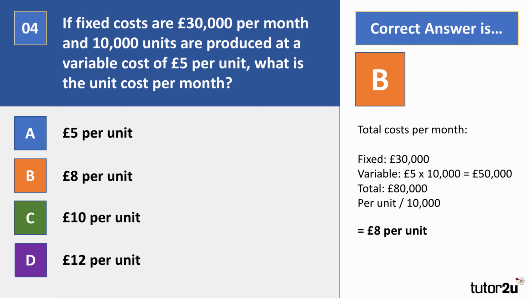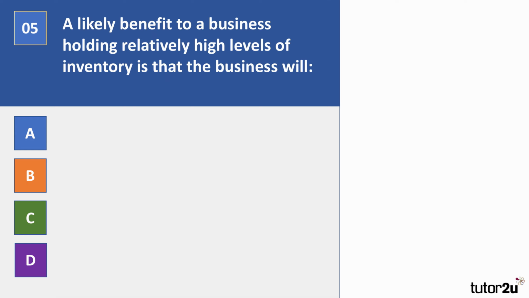Answer B. Well, we're told some information about the costs, the total cost per month. We're told that fixed costs are 30,000 and we're told that in a month 10,000 units were produced at a variable cost of £5 per unit. So total variable costs of 50,000, which means total costs of £80,000 in a month. We're told we produced 10,000 units, so it's 80,000 divided by 10,000, £8 per unit. It's the unit cost.